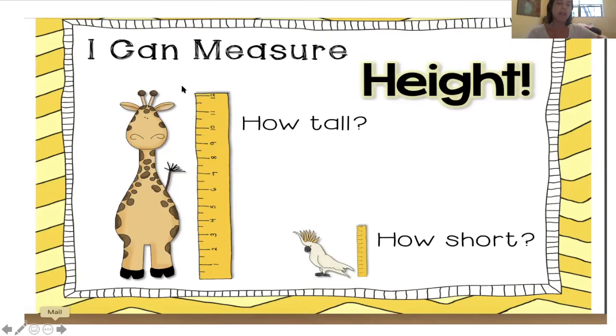Now, when we measure, we always want to start at the bottom. We do not want to start in the middle. Start at the bottom of the object and go to the top. How short an object is, we start from the bottom and go to the top. Okay, we're using a ruler for this. You can always use markers.